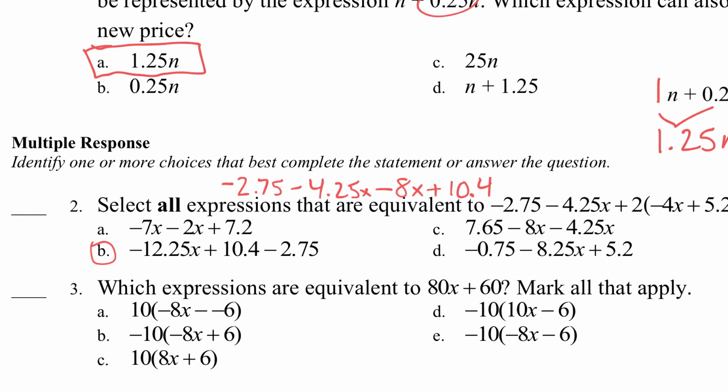Now, this unsimplified form right here, we can also see, well, I bet if I look for negative 4.25 and negative 8x, then I bet that C is another one of our answers. We can make sure of this by combining our constants. The constants are negative 2.75 and positive 10.4. Now you have to subtract these two because that's negative and that's positive. So on the side, how about I take 10.4 minus 2.75?